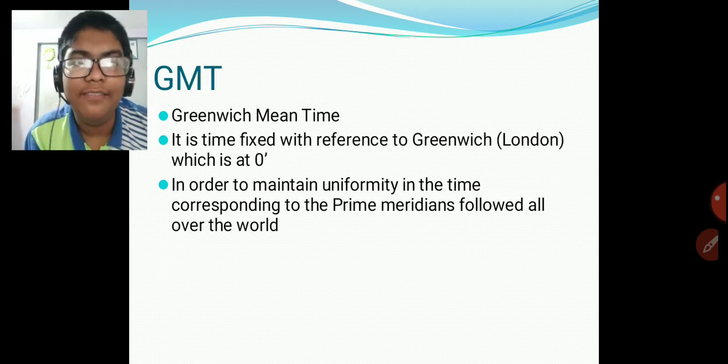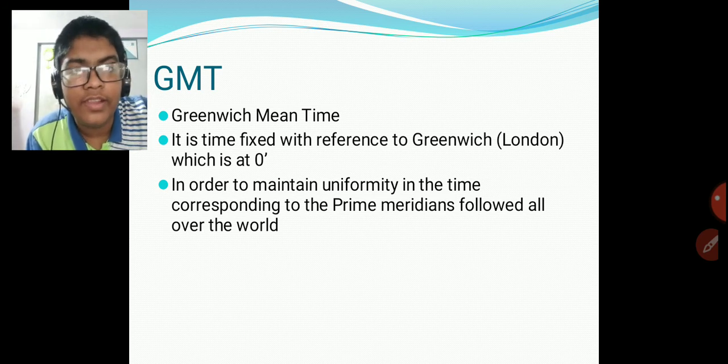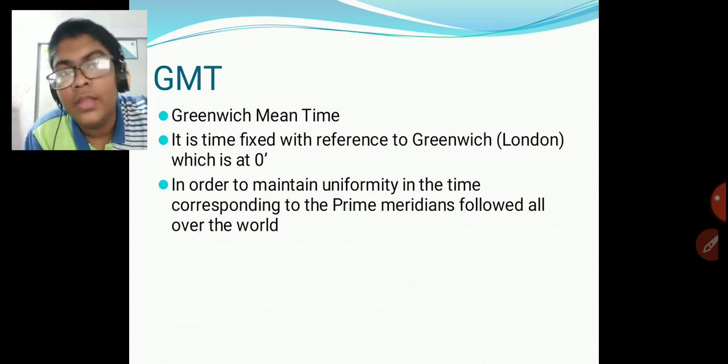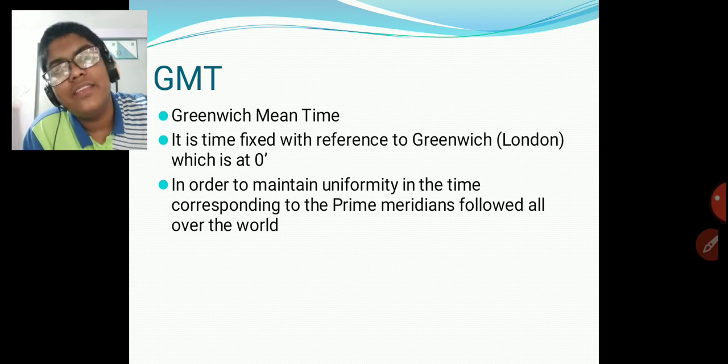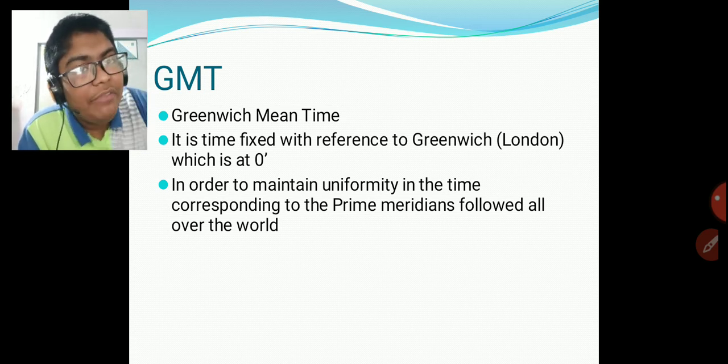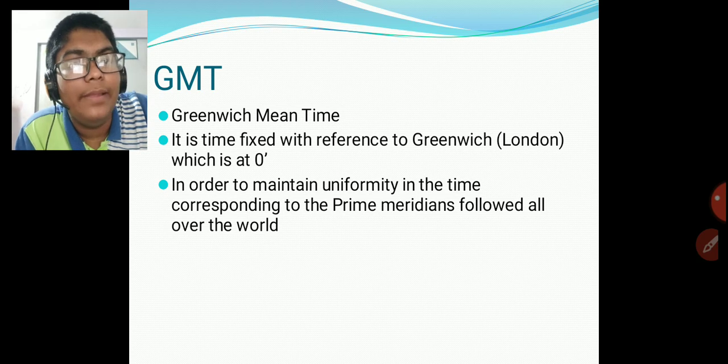GMT, Greenwich Mean Time. It is the time fixed with reference to Greenwich, which is in London, at 0 degrees. It's done in order to maintain uniformity in time corresponding to prime meridians followed all over the world.